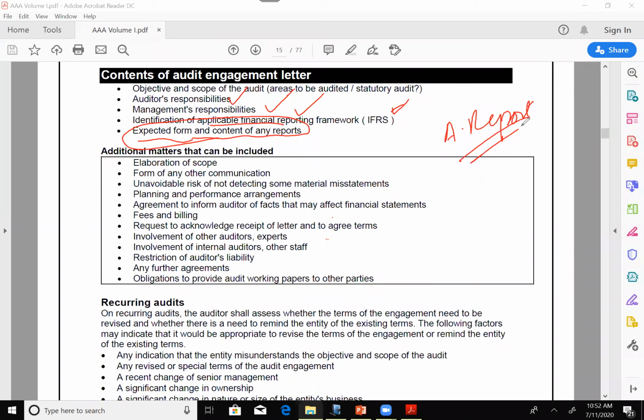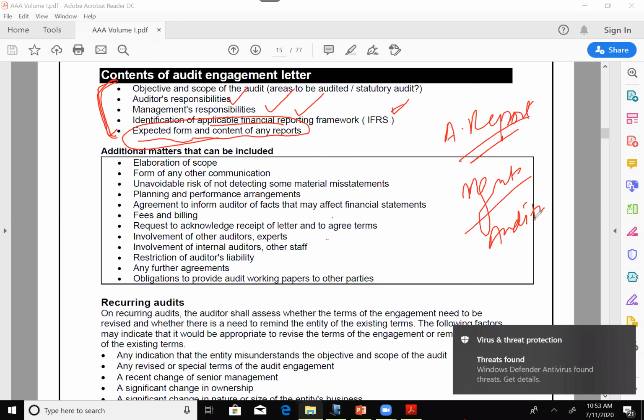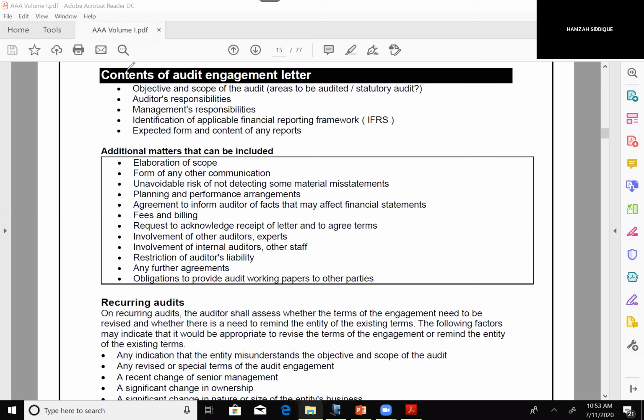They expect only an audit report or some other reports as well. Sometimes it happens. Remember, in addition to these 5 elements, anything which management wants or which the auditor wants can be included in the engagement letter. Whatever they think.